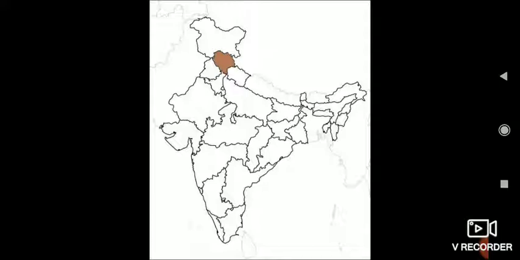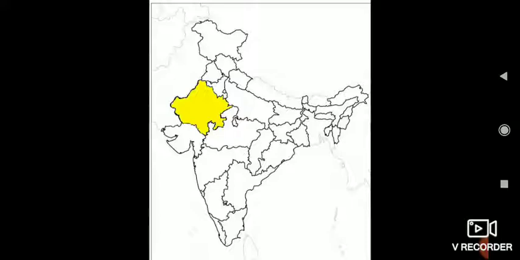Okay. So shade the state Himachal Pradesh using brown color. So whatever color I have used, you can use the same color. Okay. Shade nicely, children.